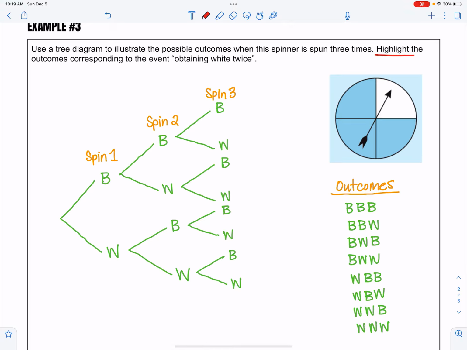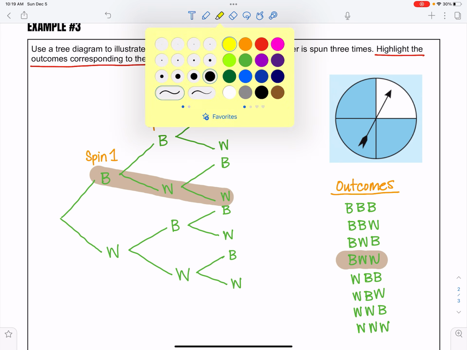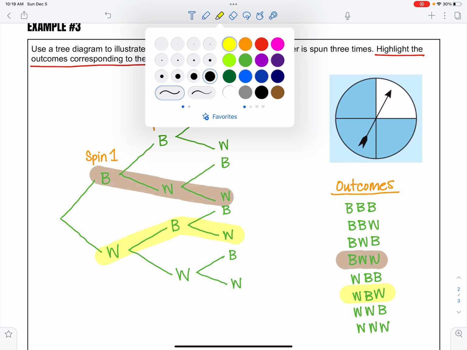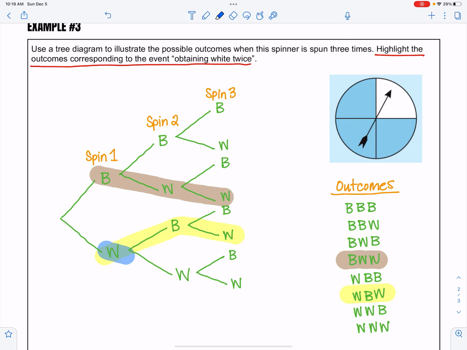So when it says highlight the outcomes corresponding to the event of obtaining a white twice, then I know that in order to get a white twice, I can spin a blue, a white, and then a white. Or I can spin a white first, then a blue, and then another white. Or I can spin a white and then a white and then a blue. So there are 3 ways that I can spin and get 2 whites.